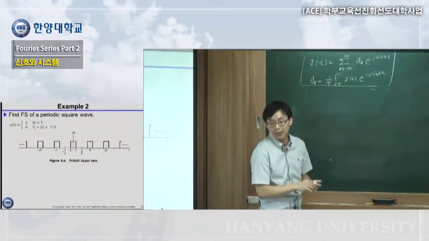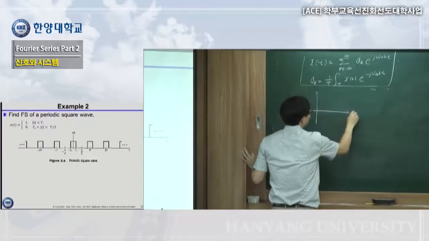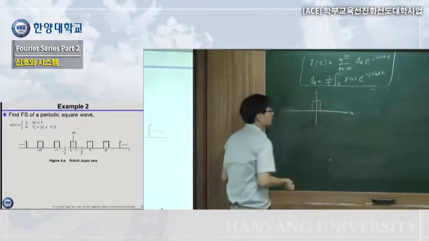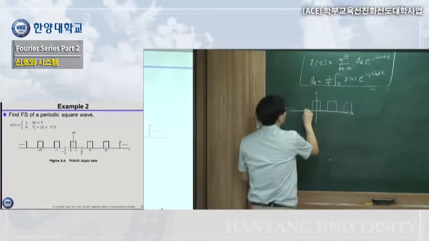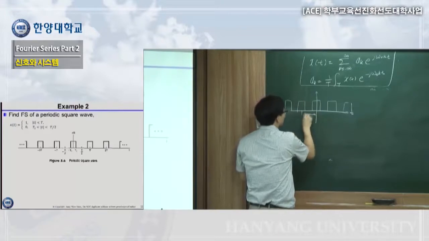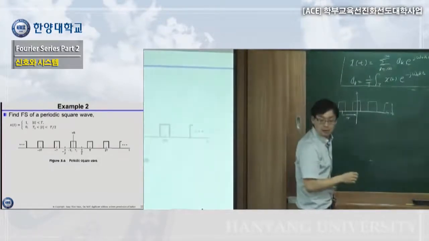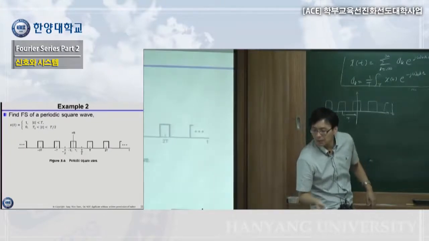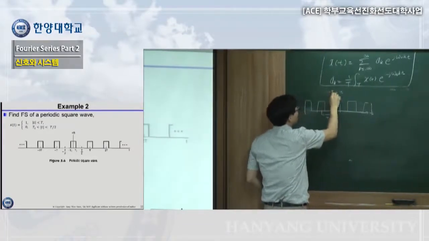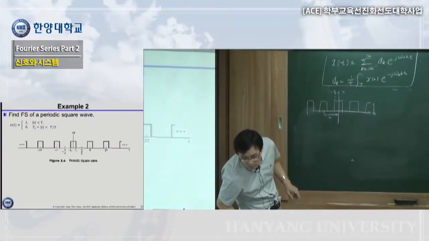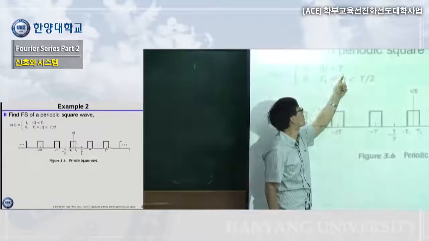Say that we have a periodic square wave. Say that our function in the time domain is a square pulse, and then this is repeating by a period of T. Let's define this one as T1 and this one as minus T1.